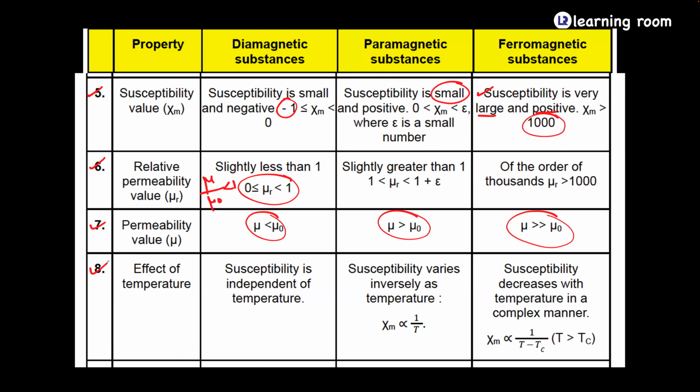Whereas for a ferromagnetic substance, it is also going to decrease with temperature, but in a slightly more complex manner. The susceptibility is going to be inversely proportional to T minus Tc, that is 1 by T minus Tc, where this Tc is called the Curie temperature. Is the point clear?